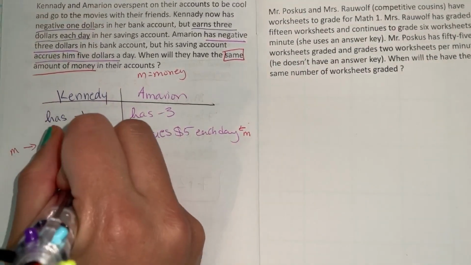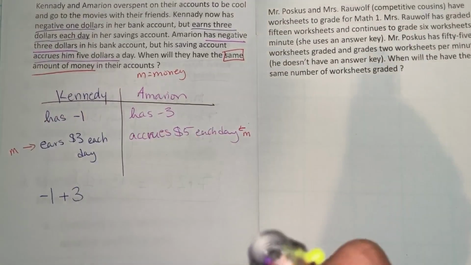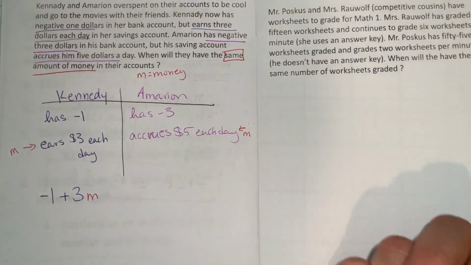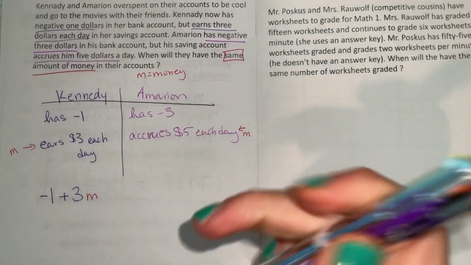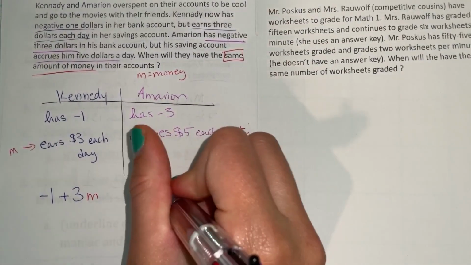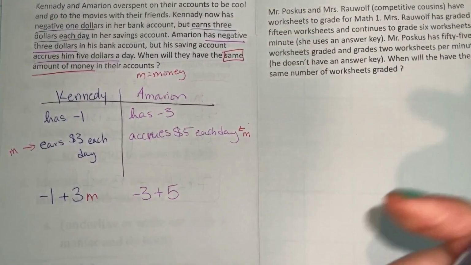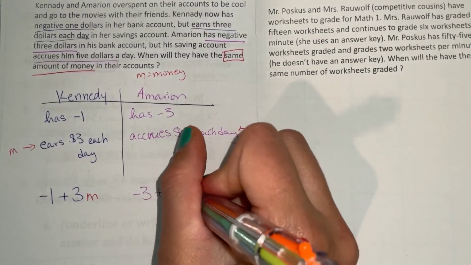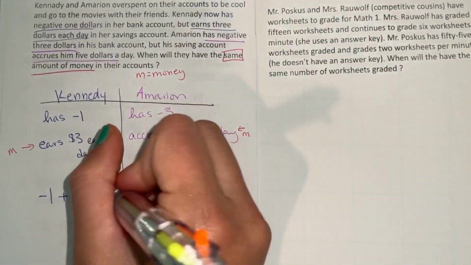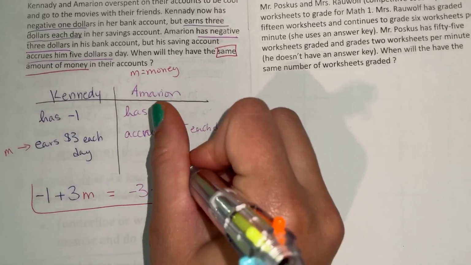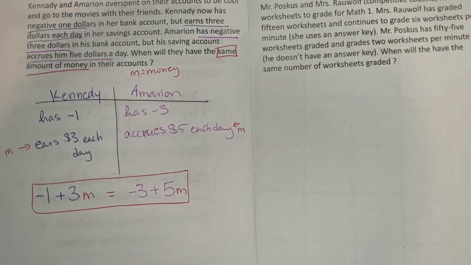She has negative $1, but she earns $3 each day, and that's where my variable is going to go. Amarian has negative $3, but he accrues $5 each day, and that's where his variable will go. Because it's the same, we set them equal to one another. Solve it.